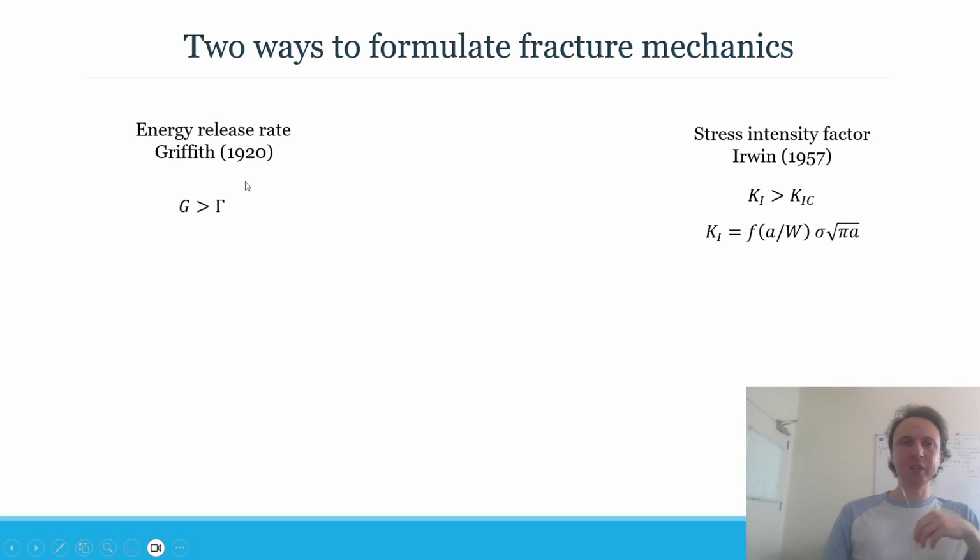You have the energy release rate, which is what Griffith originally derived in 1920, and the stress intensity factor, which is from Irwin. The two are related to each other, but the energy release rate is about how much, when you advance the crack by a little bit, delta A, like for example, if you have a crack here, this is A, and then you advance the crack just a little bit, you have this change in A. It's about saying how much energy is released per that change in crack length A.